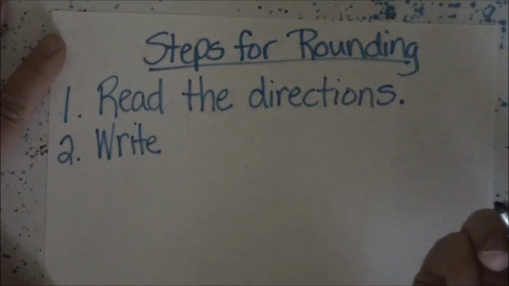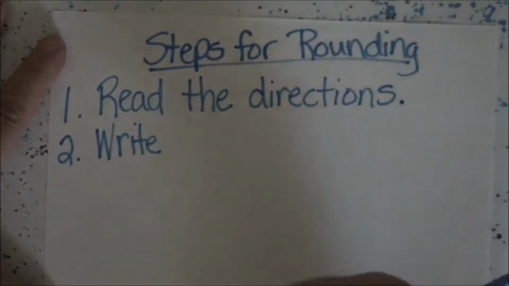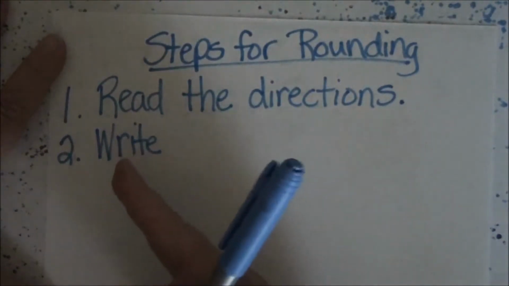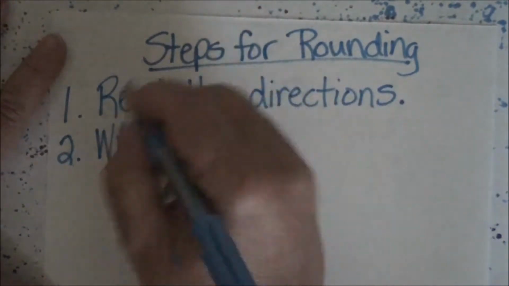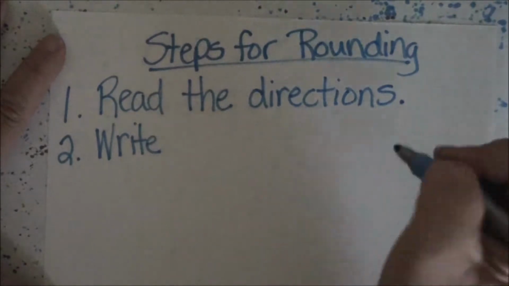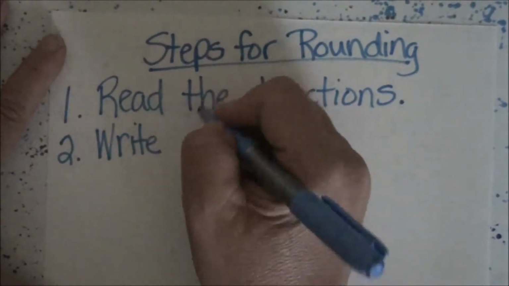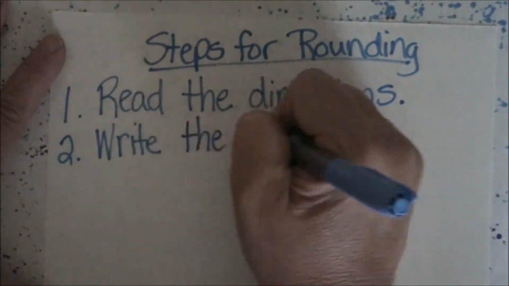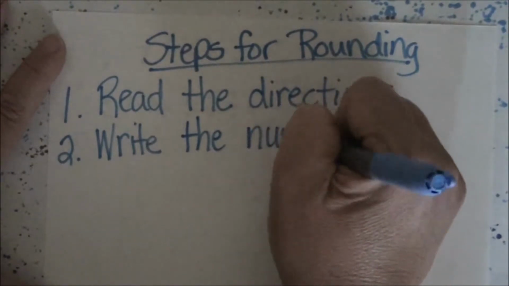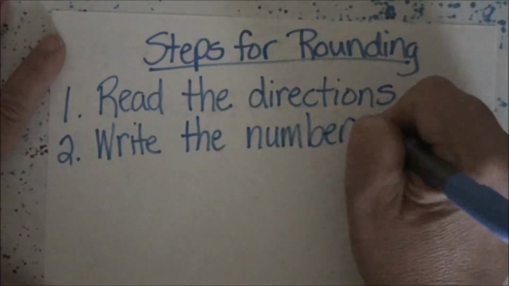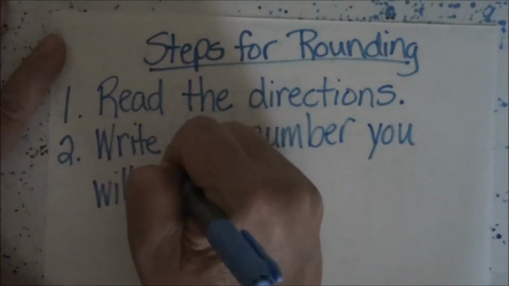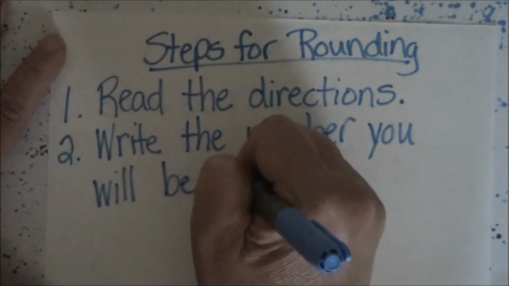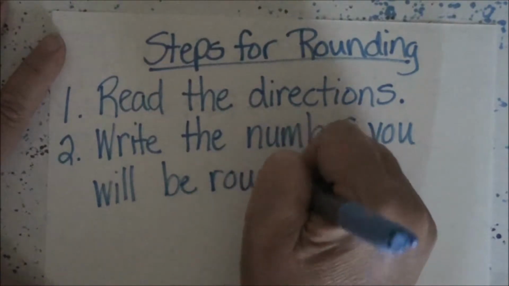If you're working on scratch paper or if you're working out of a math book you can't write in, you'll need to do step 2. You can skip it if you don't have to write the number down. If you're working on a worksheet where you can just draw your stuff, that's fine. Write the number you will be rounding.